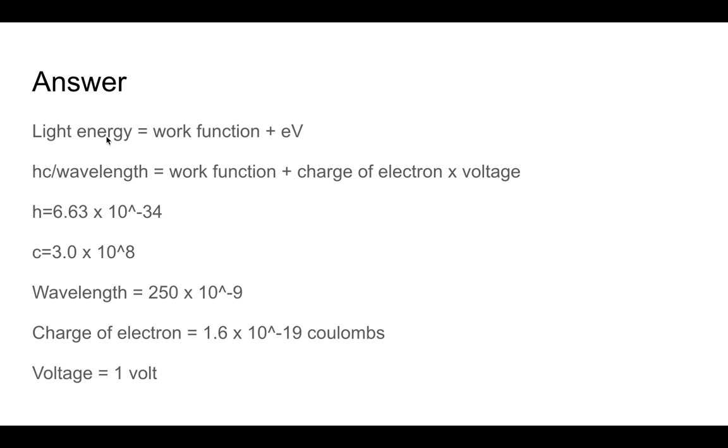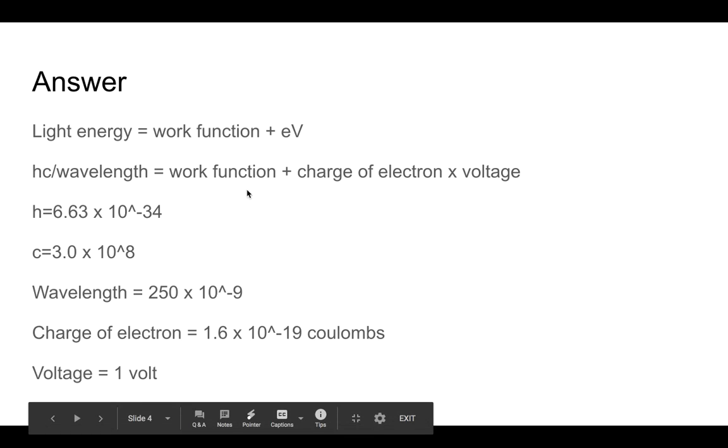This is probably the most useful equation in quantum mechanics besides E equals mc squared. Now substituting things in, light energy is hc over wavelength, or lambda. Work function is just work function. And E times V is the charge of an electron times voltage. In the problem, h is a constant, 6.63 times 10 to the minus 34. C is 3 times 10 to the 8th. Wavelength was 250 nanometers, so we have to convert that to meters. The charge of the electron, e, is 1.6 times 10 to the minus 19 coulombs. The voltage in the problem is given as 1 volt.